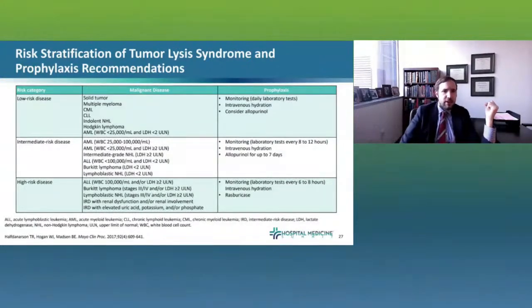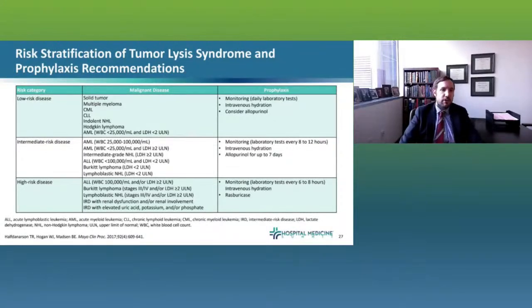Risk stratification for TLS. This just lumps folks into 3 categories: low, intermediate, and high. I alluded to this a little bit with regard to the type of malignancy. We kind of have a spectrum. Low risk disease would be more of our solid tumors. Looking at hematologic malignancies, multiple myeloma, CML, CLL, those don't have very high proliferation rates. They're indolent disease for the most part. You don't have cells growing at a rapid pace, and consequently, you don't have cells that melt away very quickly, so to speak, after treatment. So that is a lower risk for TLS.